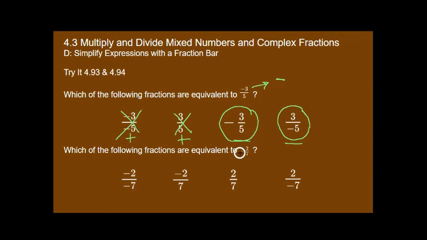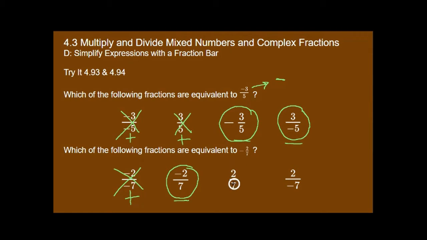Now we're going to look at negative 2/7, and we have the negative stuck out in front. Okay, so this is a negative fraction. Let's look at each of these individually. A negative numerator and a negative denominator gives us a positive fraction, so that is not equivalent. A negative numerator and a positive denominator is a negative fraction, therefore that is equivalent.